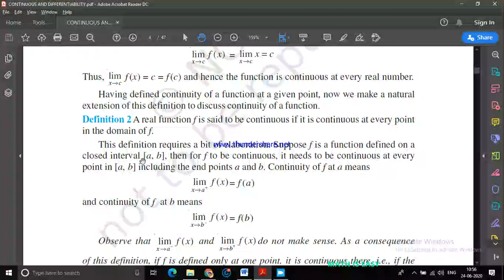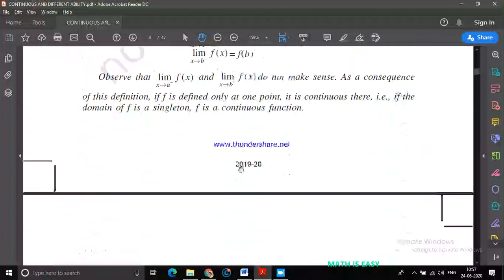If I want to say the function is continuous on the closed interval a comma b, then for f to be continuous, it needs to be continuous at every point in the closed interval a comma b, including the endpoints a and b. Okay. So at a also the function has to be continuous, at b also the function has to be continuous, and between the numbers a and b also the function is continuous. Then I can say a real function is a continuous function. The whole function is continuous.